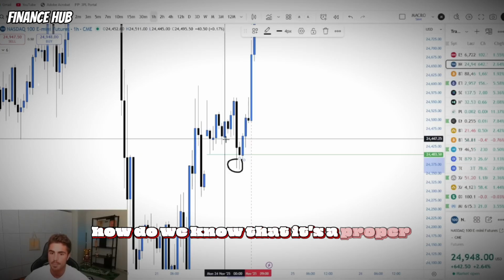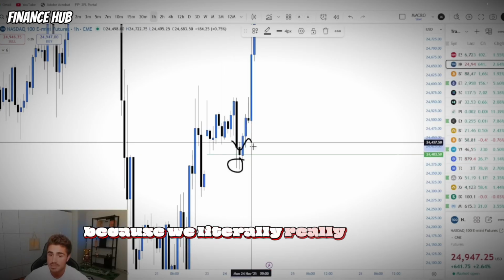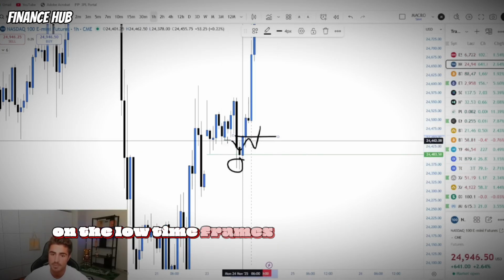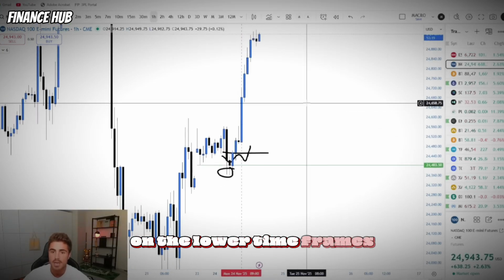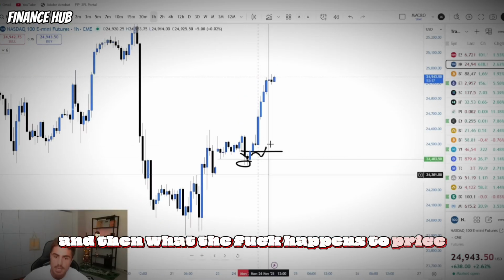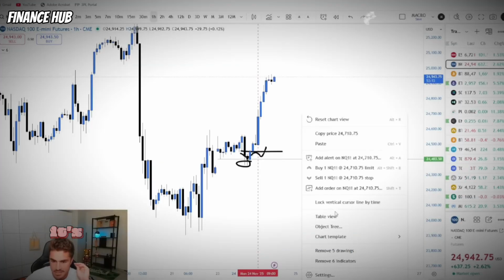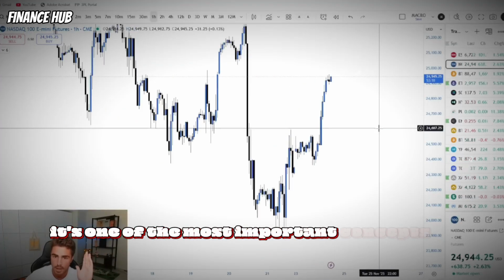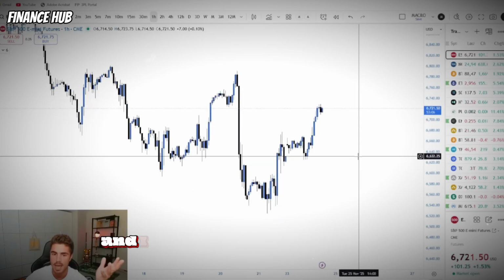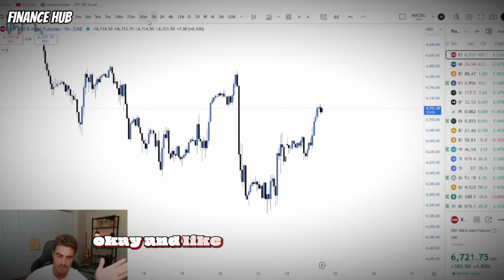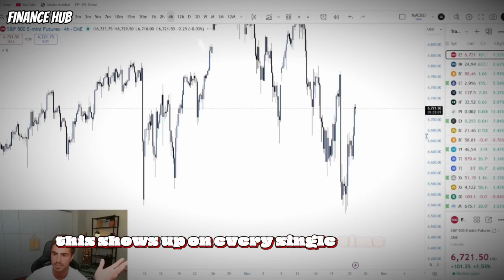How do we know that it's a proper liquidity sweep? Because we literally see the reversal on the low time frames. We see a change in trend. We see a change in market structure on the lower time frames. And then what happens to price? It moves higher, okay? It's one of the most important concepts in trading. Yes, a lot of people neglect it, and I have no clue why, okay? And like I was saying before, this shows up on every single time frame.